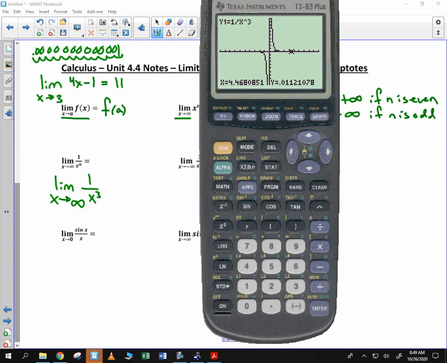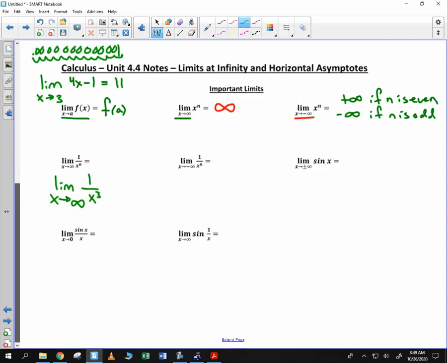Same thing on the other side. As x tends towards negative infinity, the y value gets really close to 0 as well. So when you end up with this situation, 1 divided by a very large number cubed, it's going to tend towards 0. And it doesn't matter whether it's a positive number or a negative number. Either way, you tend towards 0.